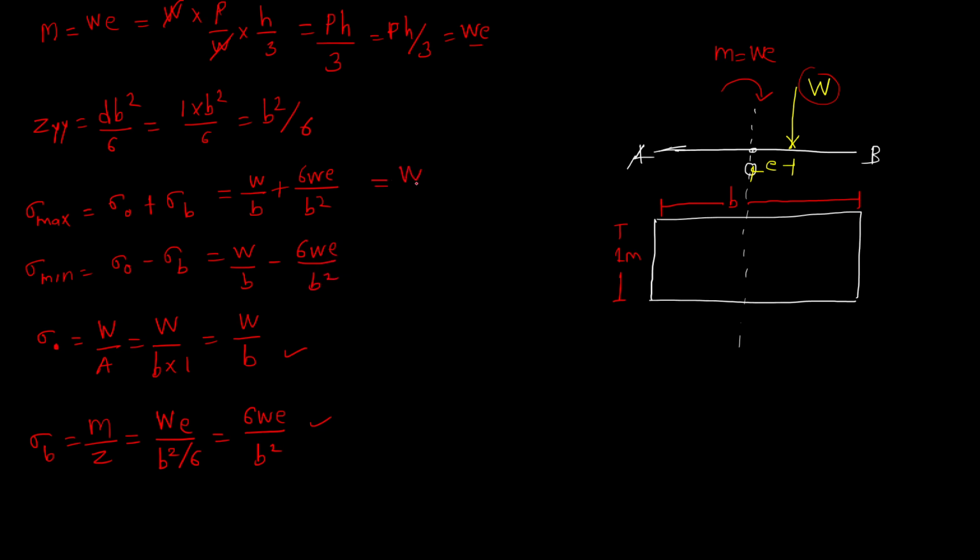Now if we take W by B common, it will be 1 plus 6E by B.